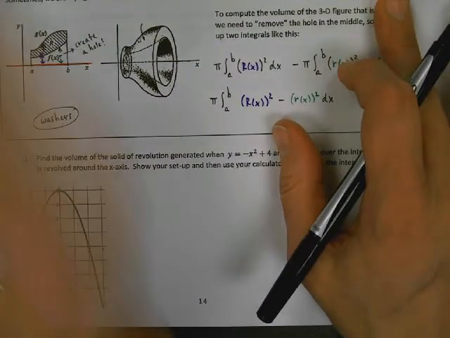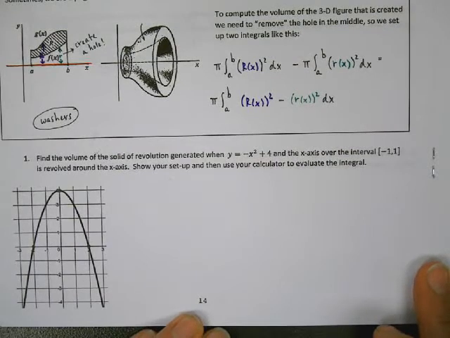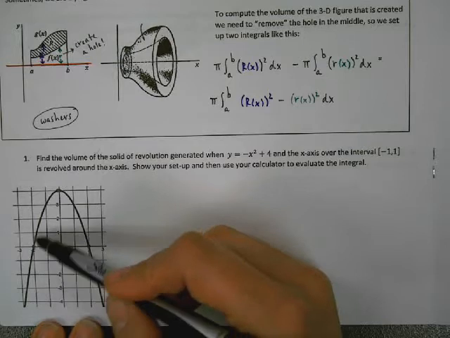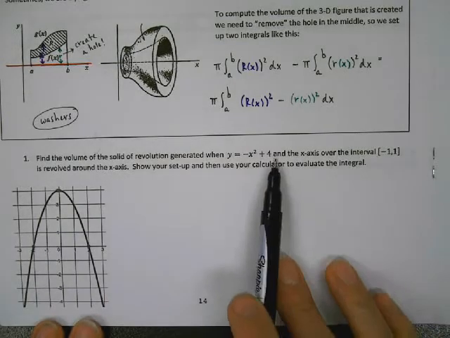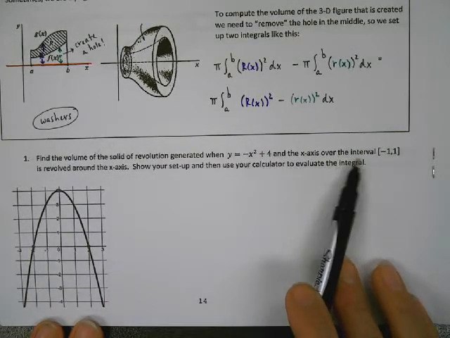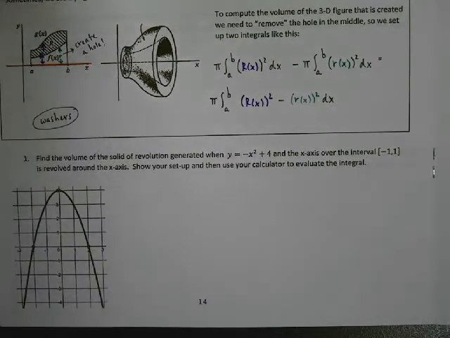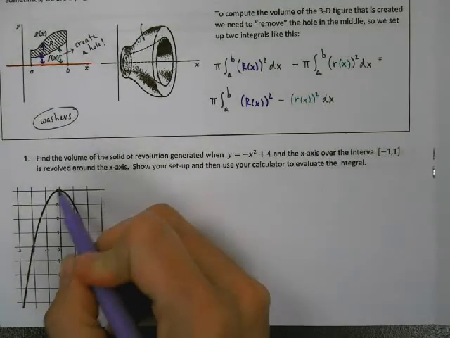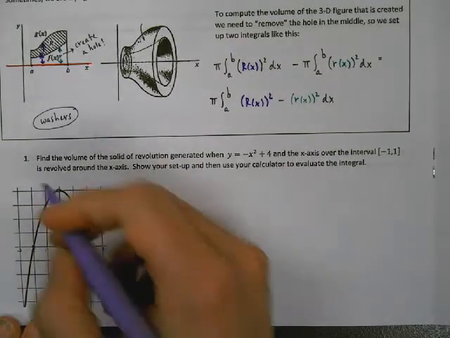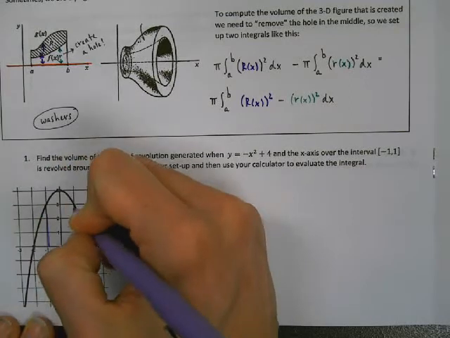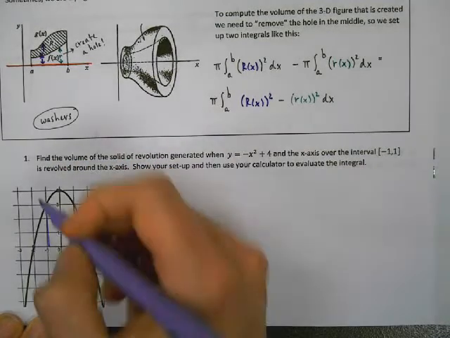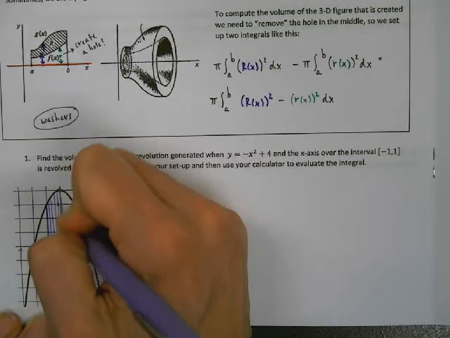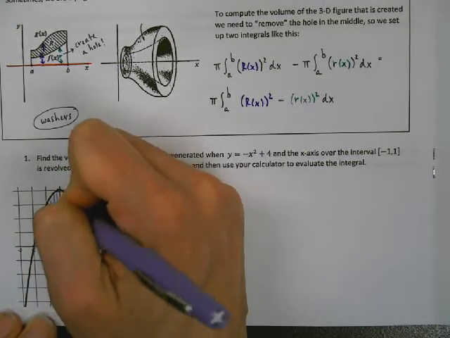Okay, so it says to find the volume of the solid of revolution generated when y equals negative x squared plus 4. So you can see that's graphed for us here. And the x-axis over the interval from -1 to 1. So let's first make sure we know what region we have. It was this curve and the x-axis, but I'm only going from -1 to 1. So I'm talking about all this area in between here. That's what I'm going to revolve.